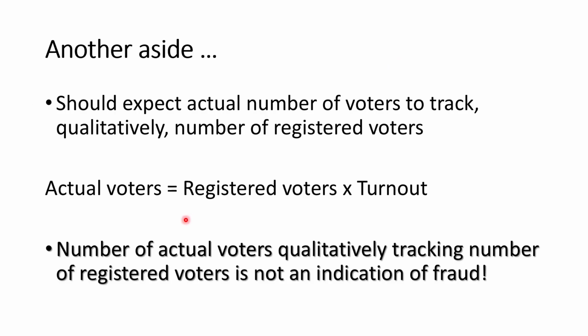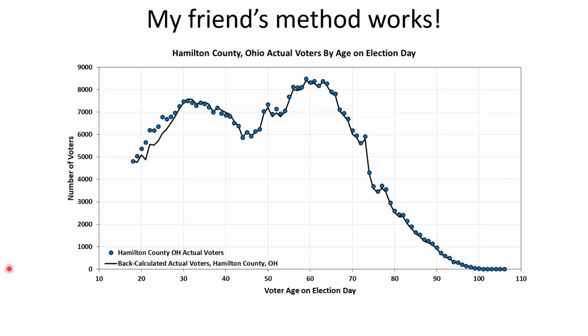So the fact that the number of actual voters qualitatively tracks the number of registered voters is certainly not an indication of fraud. So let's go back to my friend's more complex method here. As I mentioned, my friend's method works. I've shown you previously the data for Hamilton County, and I just asserted that this worked well. But I think rather than just saying this looks good, we need an objective test.